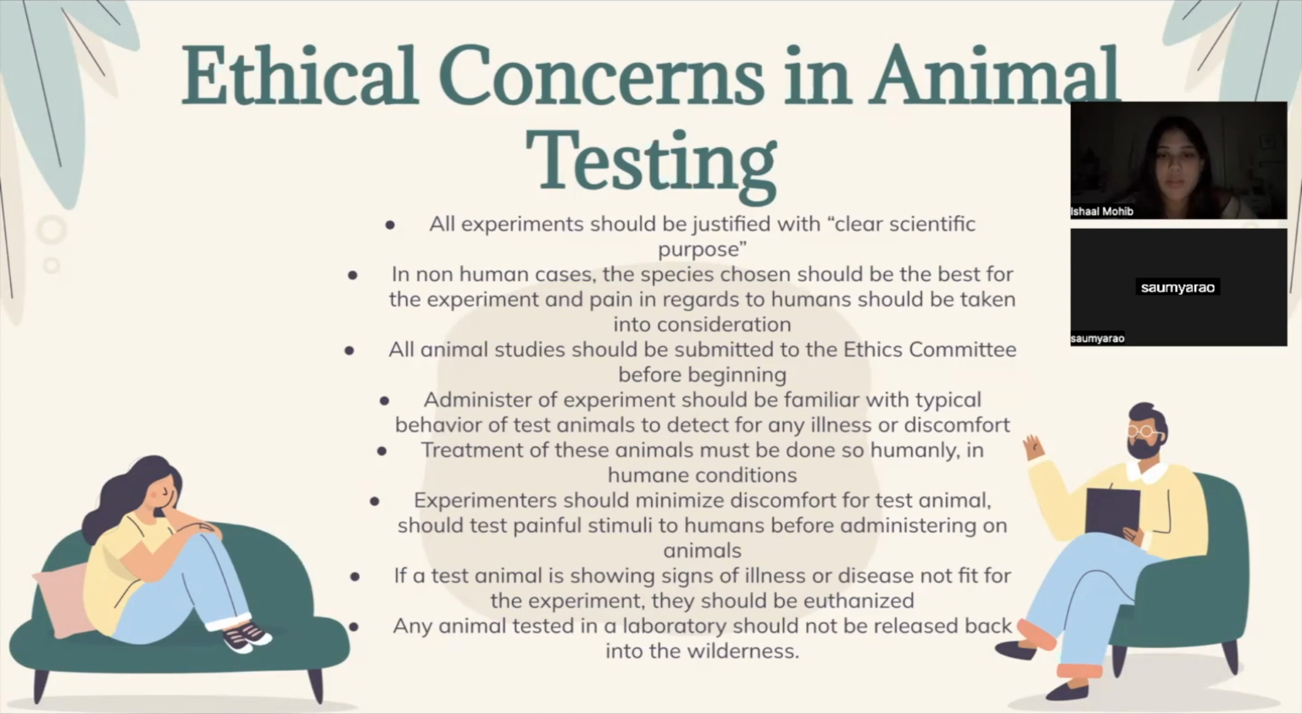Administrators of experiments should be familiar with typical behavior of test animals to detect any illness or discomfort. So if you're experimenting on rats, you should observe rats' behavior prior to the experiment so you know if one rat is acting a little bit different than normal. Treatment of these animals must be done in humane conditions. They have to be treated like a regular animal. They can't just be subjected to neglect. An experimenter should minimize discomfort for these test animals, and should test painful stimuli on humans before administering them on animals. Once again, testing on humans before they do any harmful treatment to animals.